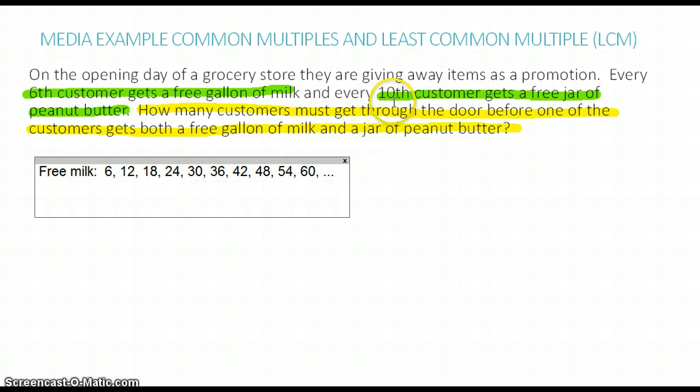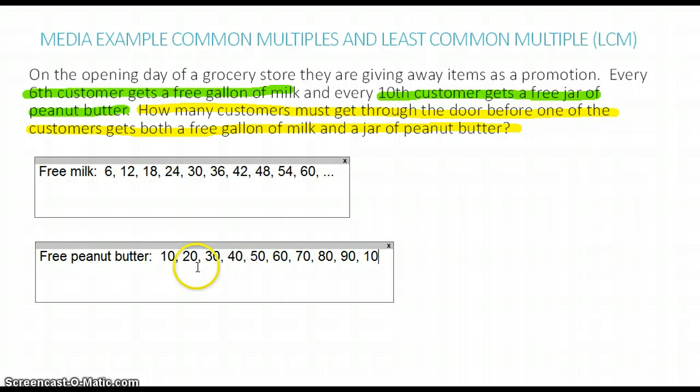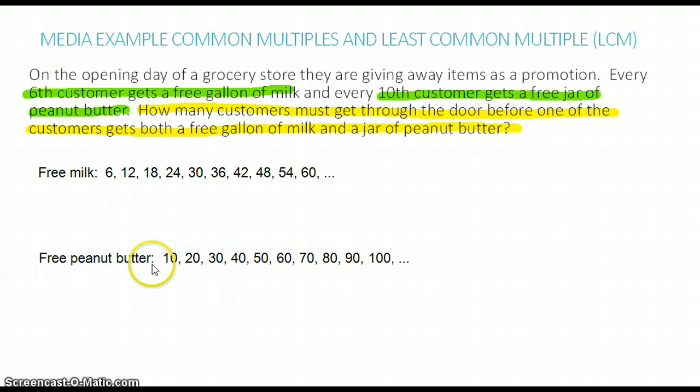Now let's look at the number of customers that are going to get a free jar of peanut butter. So free peanut butter. So this is going to be every 10th customer. So I'm going to count by tens. So 10, 20, 30, 40, 50, 60, 70, 80, 90, 100. So I chose to find the first 10 customers that would get a free jar of peanut butter. And again, these numbers continue on forever.